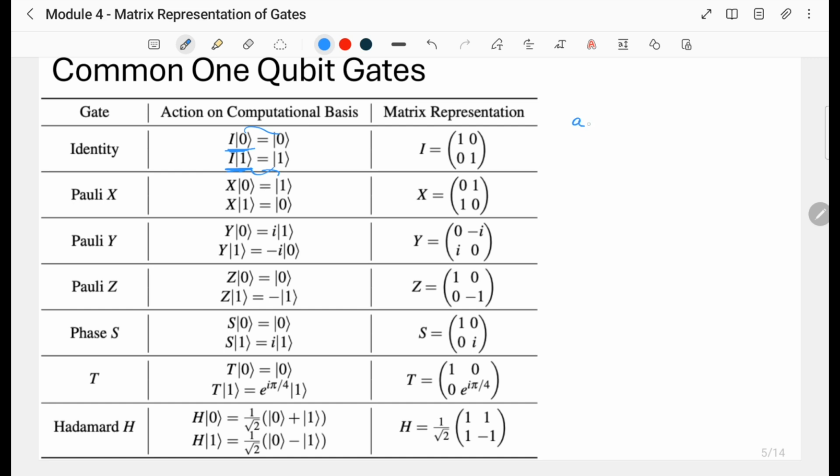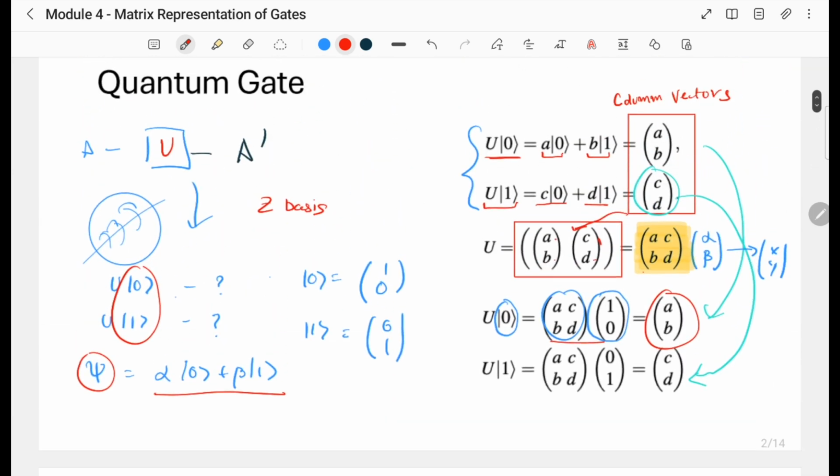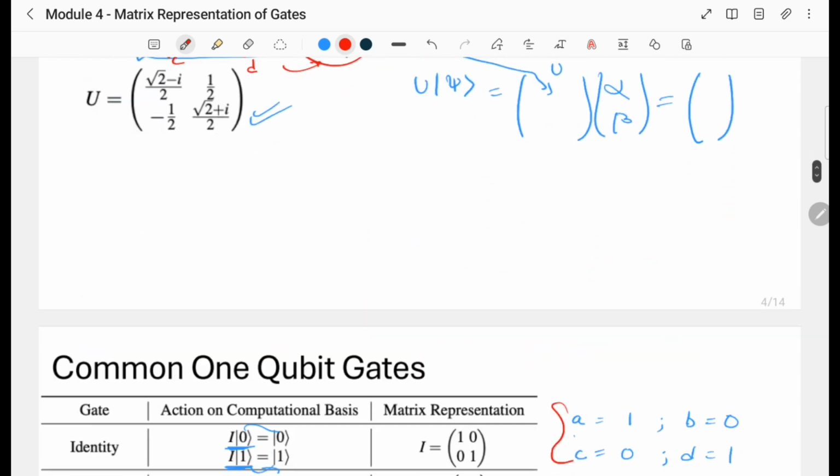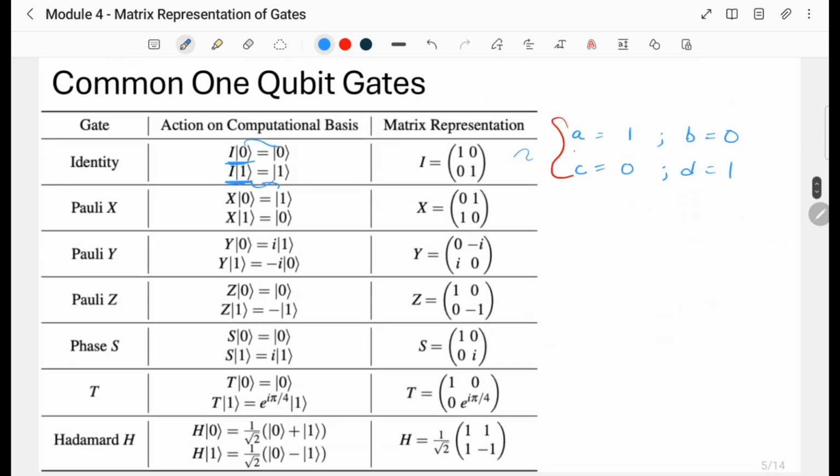Let me put it in a better way. Our A is just 1 here, and B is 0, C is 0 here, and D is 1 for the identity gate. And this notation is being followed from here, this part. Okay. So when we combine all these, we get this matrix I.